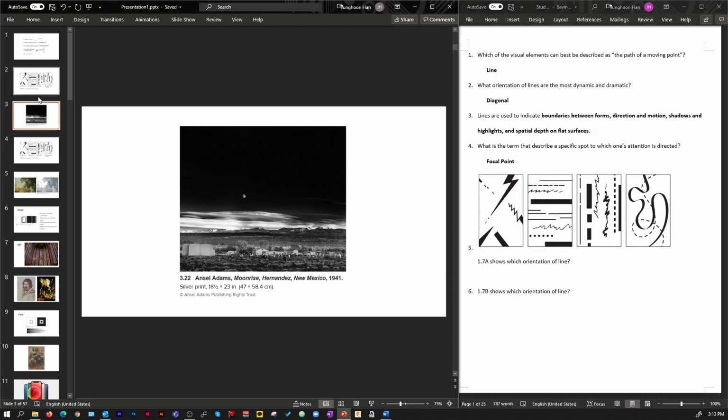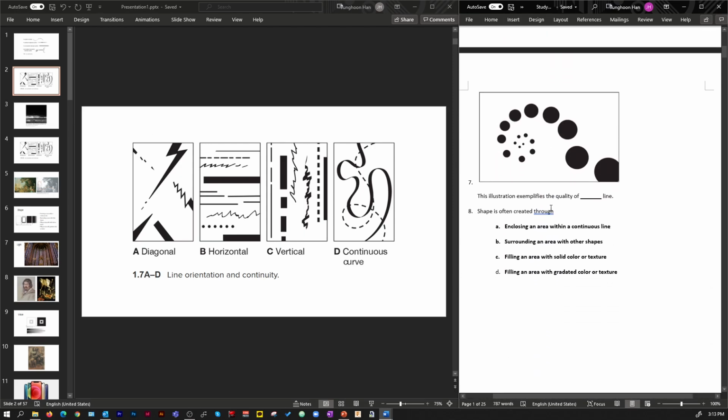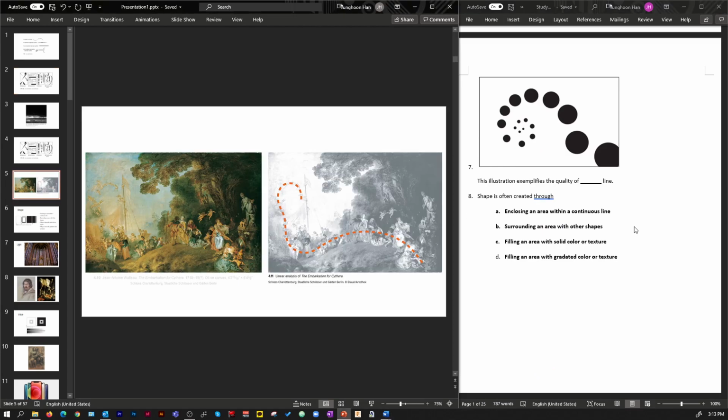All right, 5. So back to here. 1.7a shows which orientation of the line? So that'll be diagonal. And 1.7b, which shows which orientation of line? 1.7b is right over here. That will be horizontal. Next is, this illustration exemplifies the quality of... So we talked about how our mind tends to connect things. So this will be implied lines.